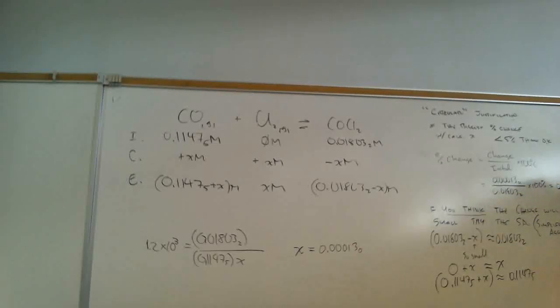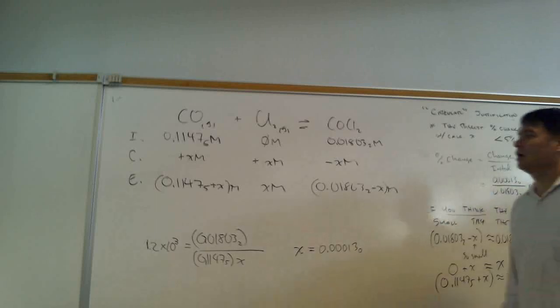0.72%. 0.72% means we're less than 5%. So it's justified. If the percent change is too big, then our assumption that it's a small change is wrong, right? And we can't ignore it. So it's a little bit circular, but anyway.